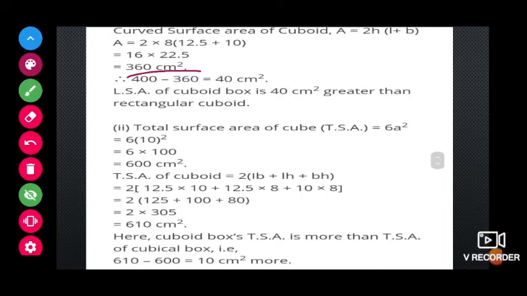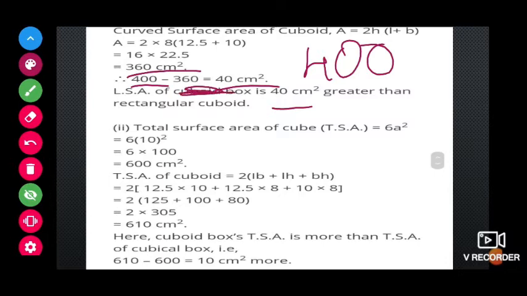So which is the highest, children? Here the cube is 400 and the cuboid lateral is 360 only. So the difference between the two is nothing but 40 centimeter square. So the cubical box has a lateral surface area 40 centimeters square greater than the rectangular cuboid. Next we will come to the total surface area.